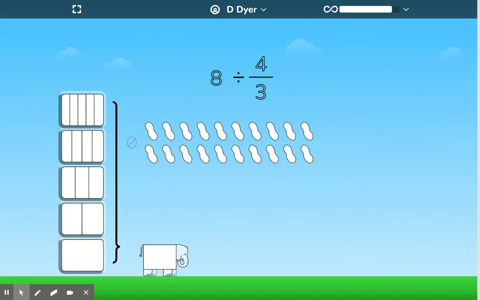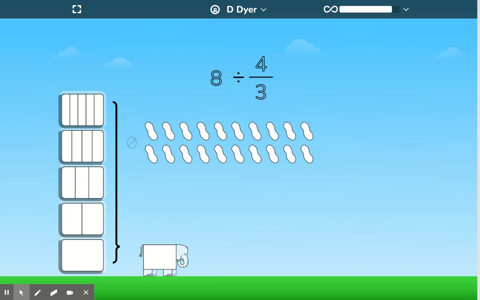Okay, so this is where we're going to get to 8 divided by 4/3. And the question that is not explicitly here, but that we're trying to find out is how many nuts per elephant? So that's a unit rate. How many nuts per elephant?